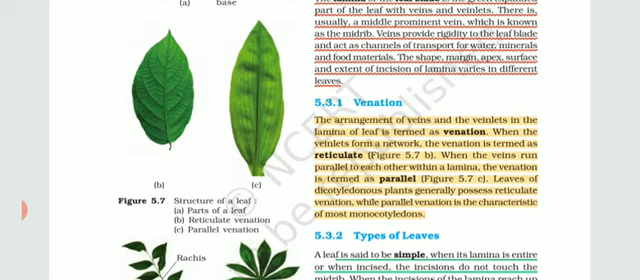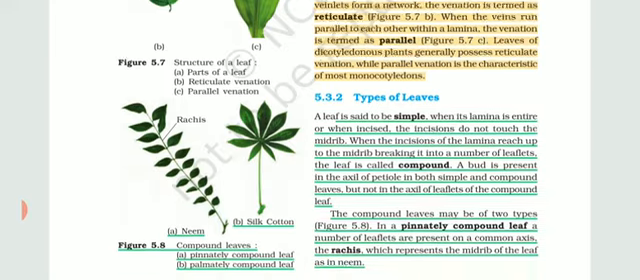Now coming to the next part, that is venation in the leaves. Venation is the arrangement of the veins and veinlets on the leaves. When they form a network-like structure, as you can see in figure 5.7 B, that network-like structure of veins is called reticulate venation. It is mostly found in dicotyledons. But in the second diagram, C, you can see all the veins are running parallel to each other. That kind of venation is called parallel venation, and it is found in monocotyledons.